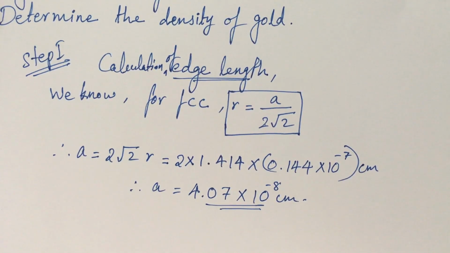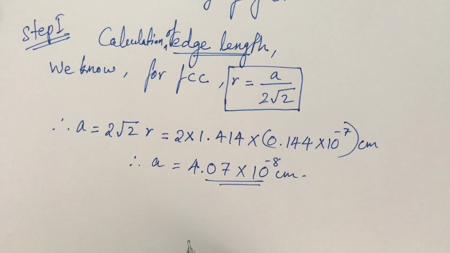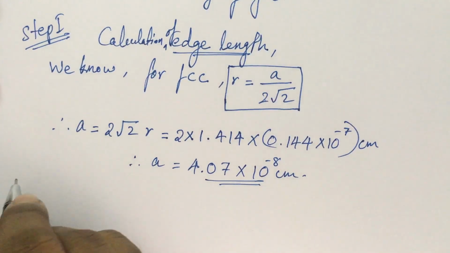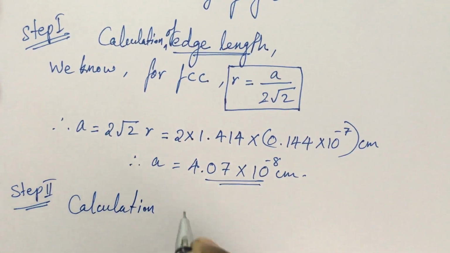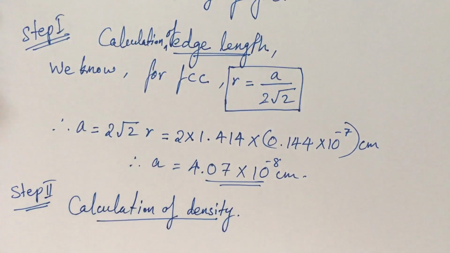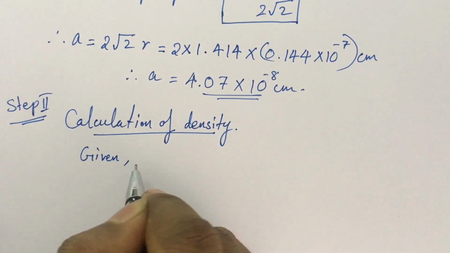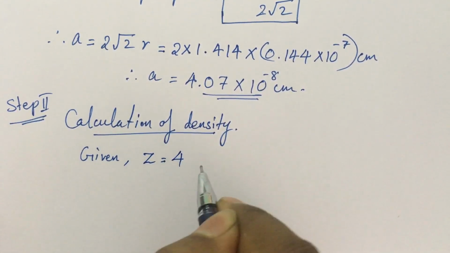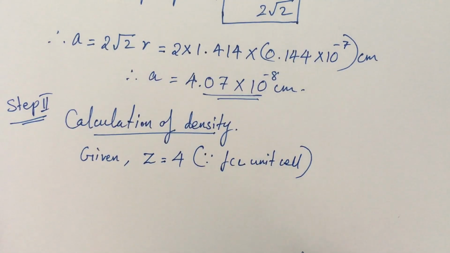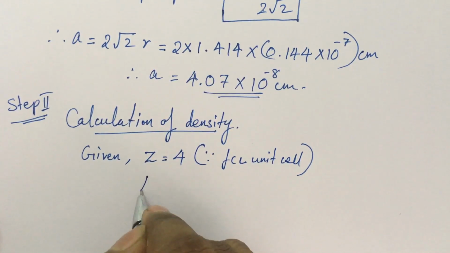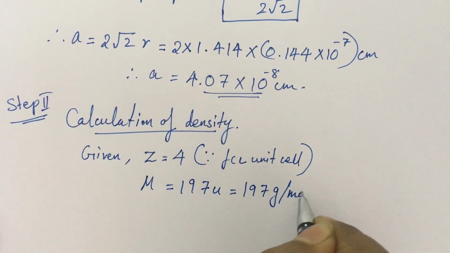Now we have got A with us. Now, question is asked us to determine the density of gold. Correct? So children, we must know how we can calculate the density. So step 2 is calculation of density. It is given that it is FCC. Therefore, Z is equal to 4, since FCC unit cell. Clear? And in question it is given molecular mass M is equal to 197 U, that is equal to 197 gram per mole.